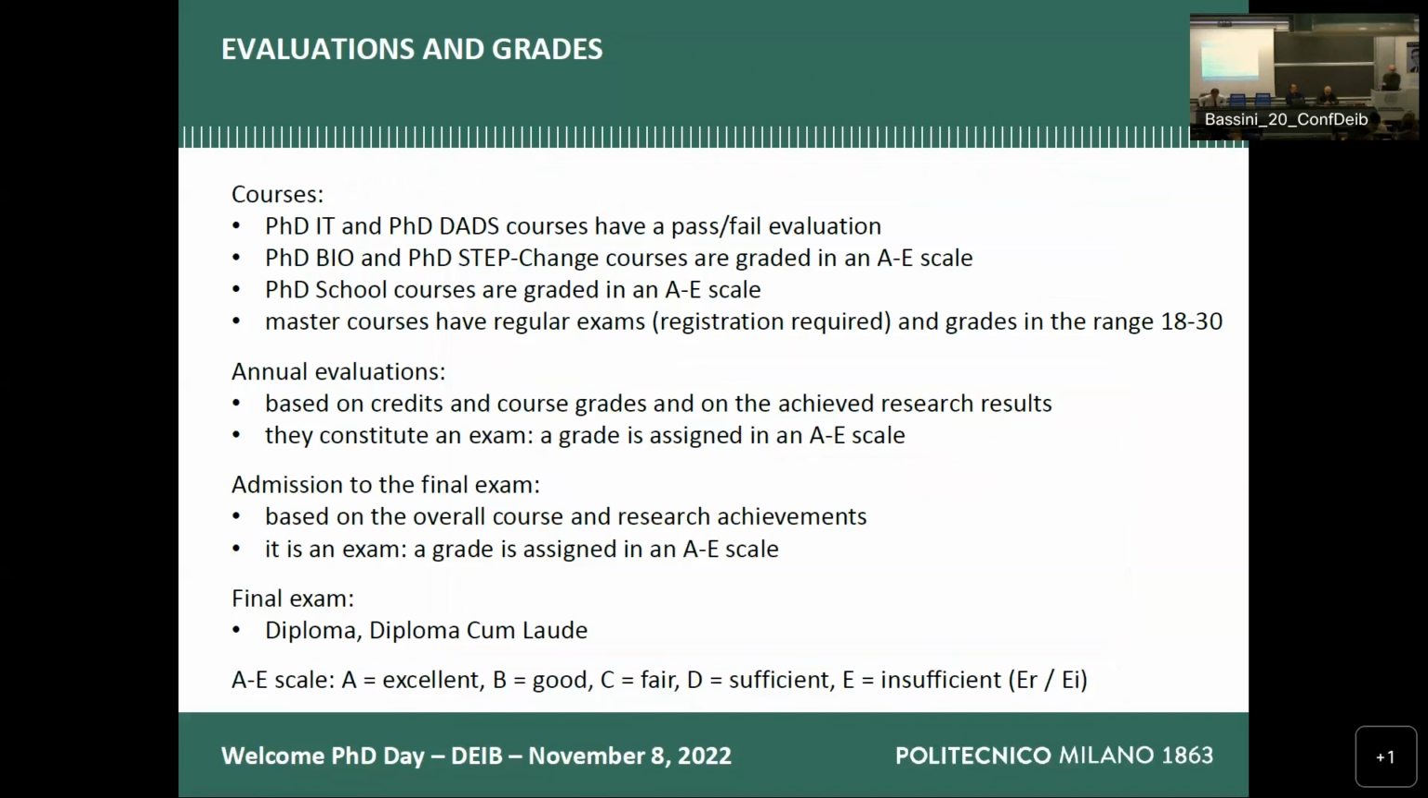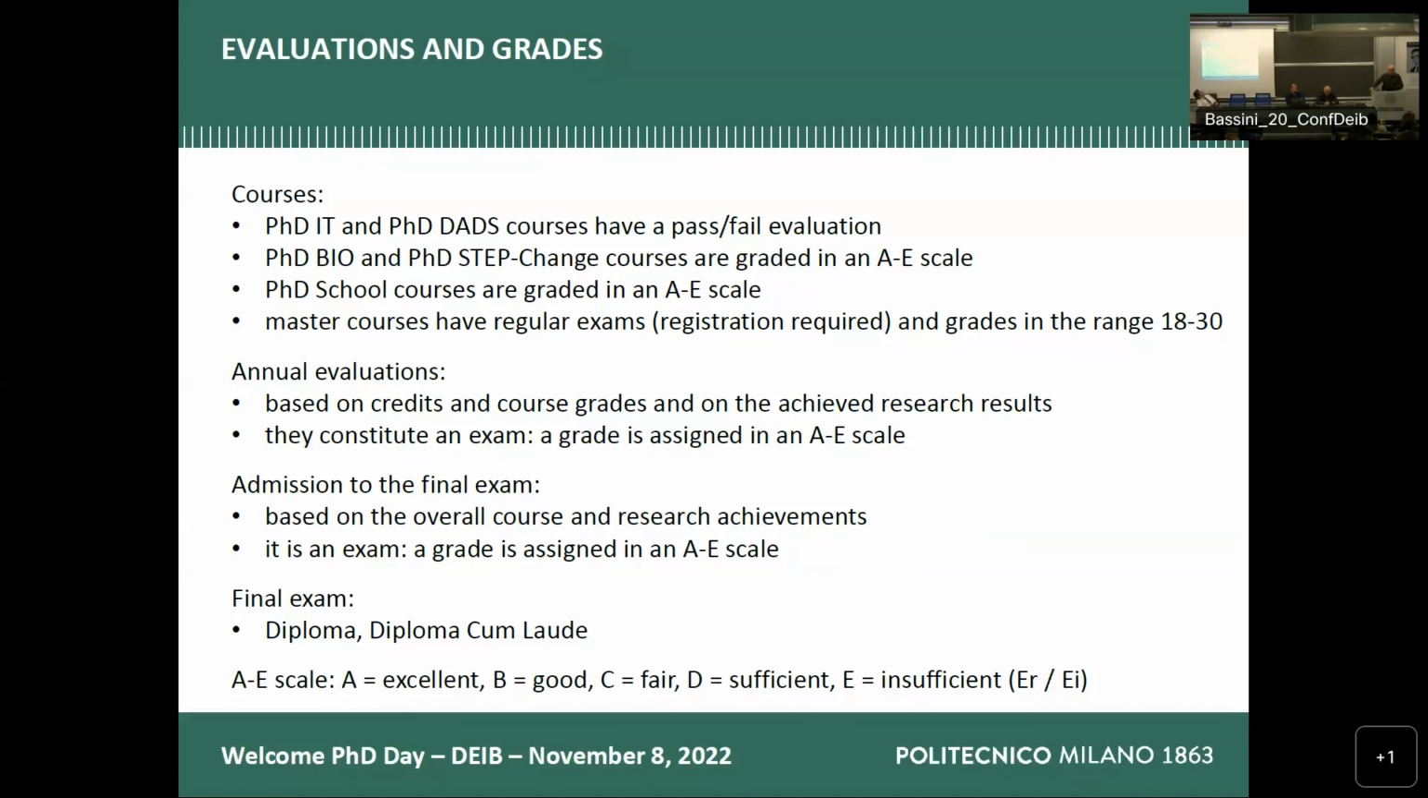Some short comments on the evaluations that you will be subject to at the end of each year. First, obviously the PhD courses are evaluated and they have different policies. For example, PhD IT and PhD DADS courses have a pass-fail evaluation, whereas the courses provided by the PhD in bioengineering and step change are graded on an A to E scale. Is that so? Yes. Okay.